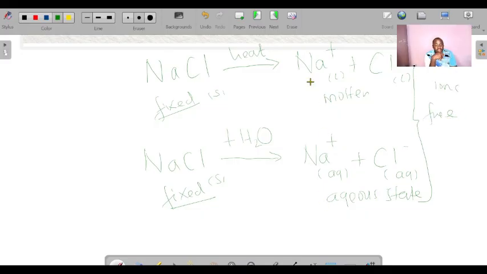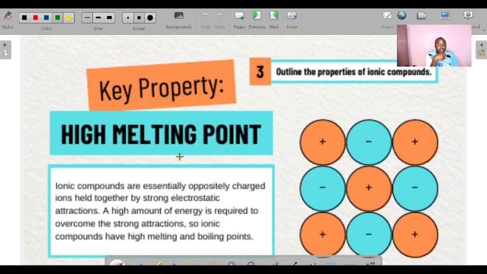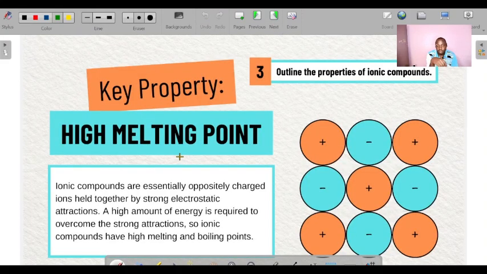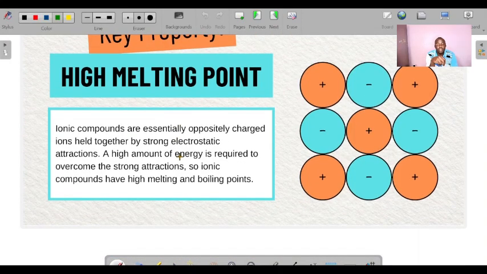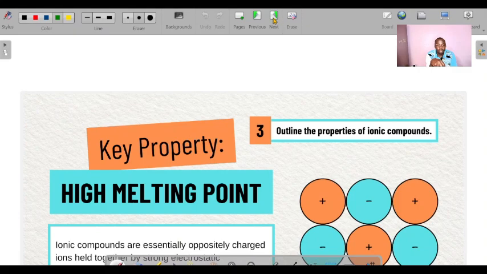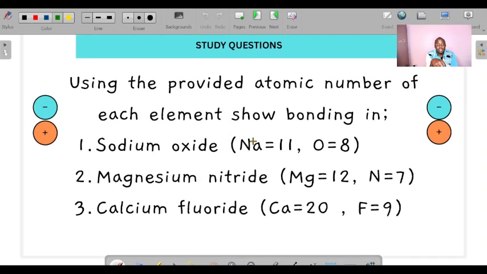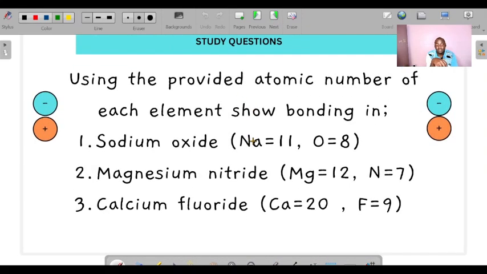So number two, we are going to realize that they have high melting points. You see, ionic bonds exist between positive and negative ions, so that makes them very strong. To break them, we require a lot of heat. That is why any compound that contains ionic bonds will tend to have very high melting points and boiling points.